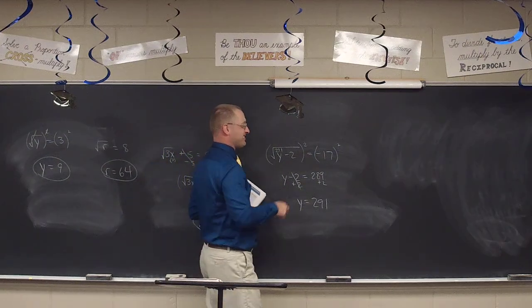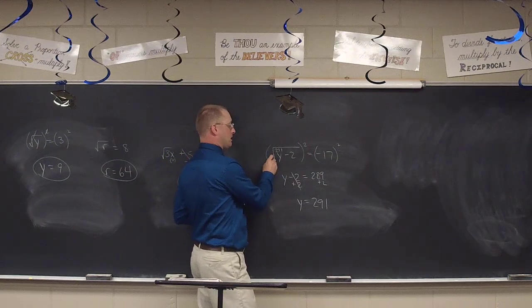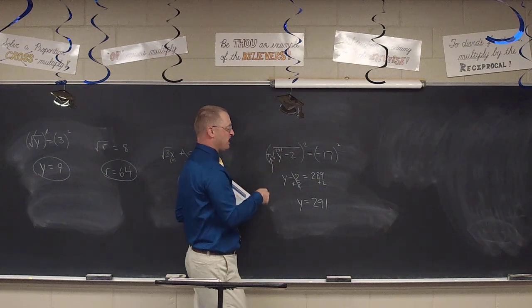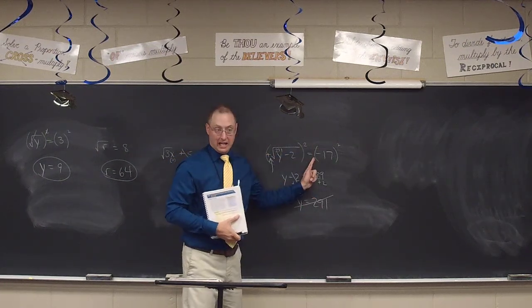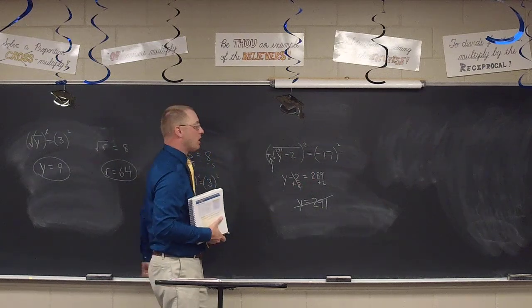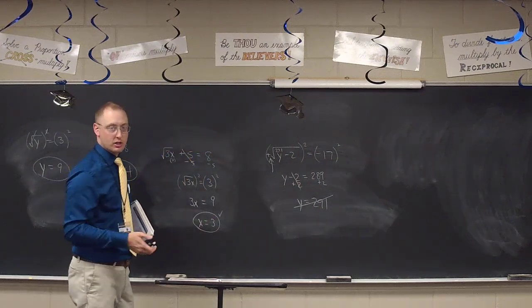17. Not negative 17. It implies a positive square root. So therefore, this answer doesn't check. Notice we squared a negative. That's usually a sign that that's going to happen. What do we write for our answer then, Josh?